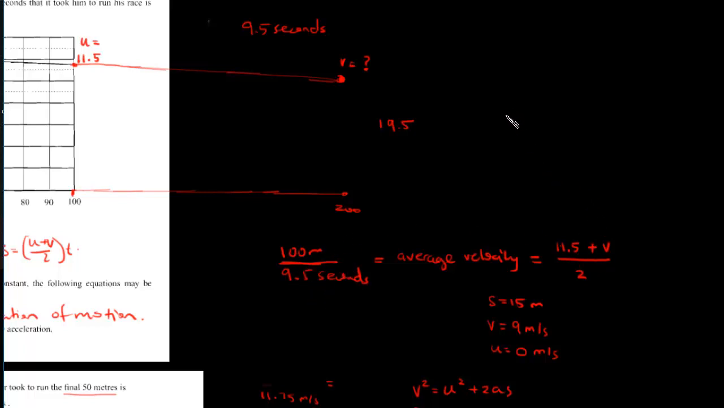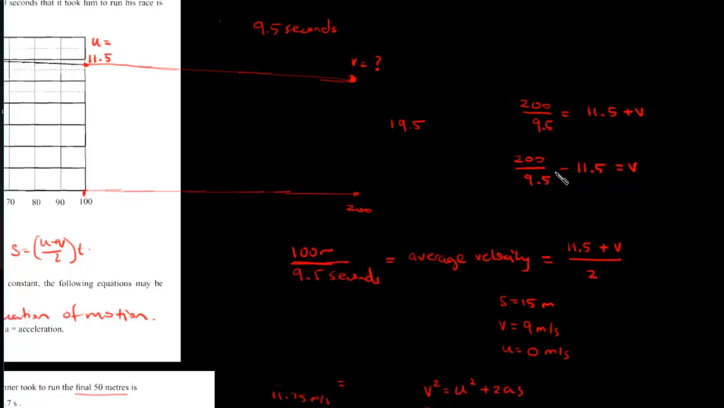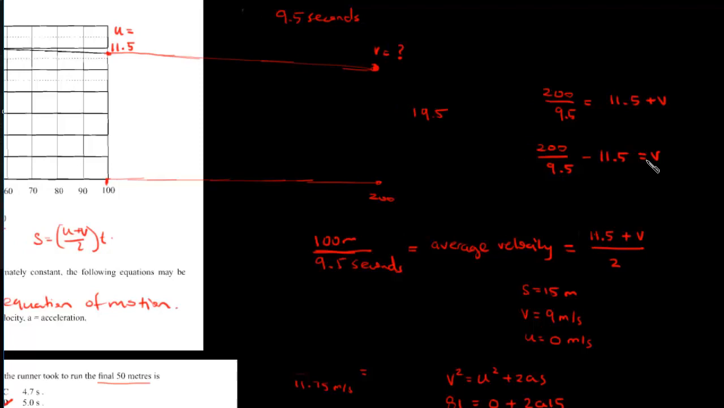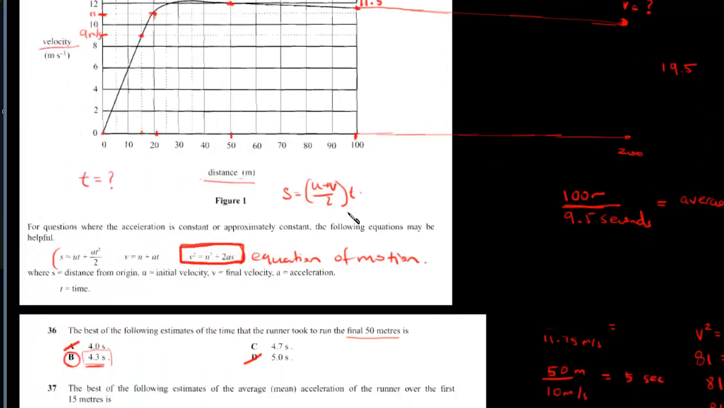Let's give it a go. If you multiply by 2 over there, then you get 200. 200 over 9.5 equals 11.5 plus v. So that's your answer, you just have to figure it out. 200 divided by 9.5 minus 11.5 equals v. I thought about using some trick to estimate the velocity, but I couldn't really find any trick to do that. So let's actually have a look at the answer choices.